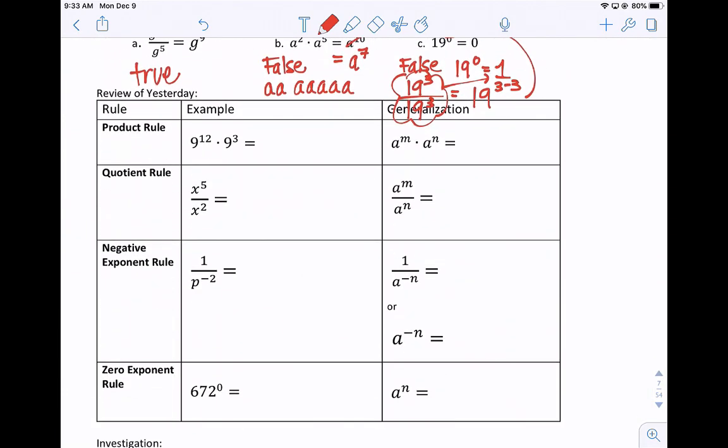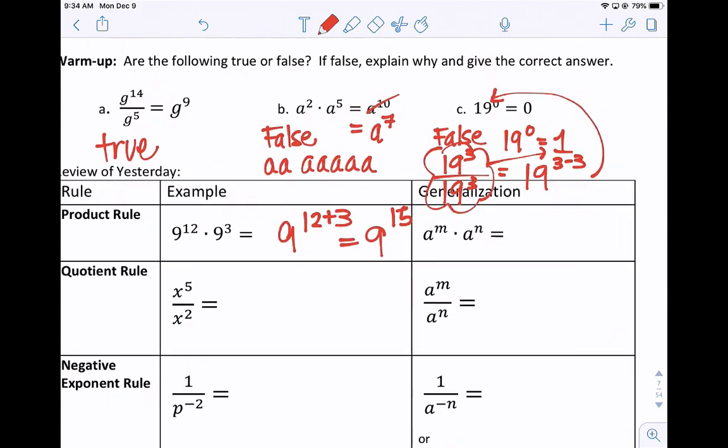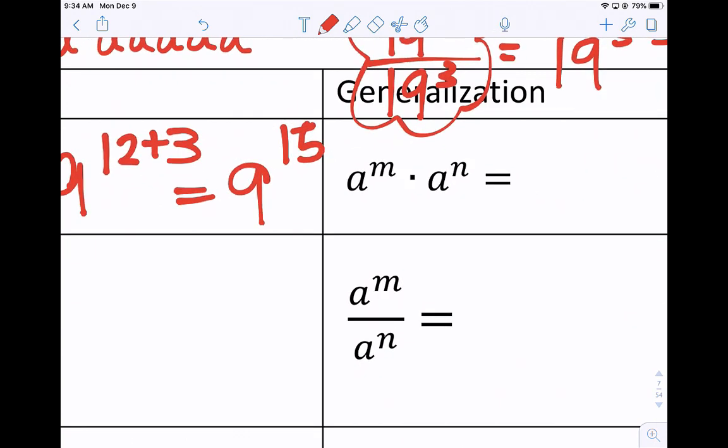So these rules that we looked at yesterday, we looked at 4 of them. They have names. So the first one is called the product rule. Product means when you multiply two things with the same base, you're going to add the exponent. So here, 9 to the 12th times 9 to the 3rd equals 9 to the 12 plus 3, which is 9 to the 15th. And so the general rule for a to the m times a to the n is a to the m plus n.